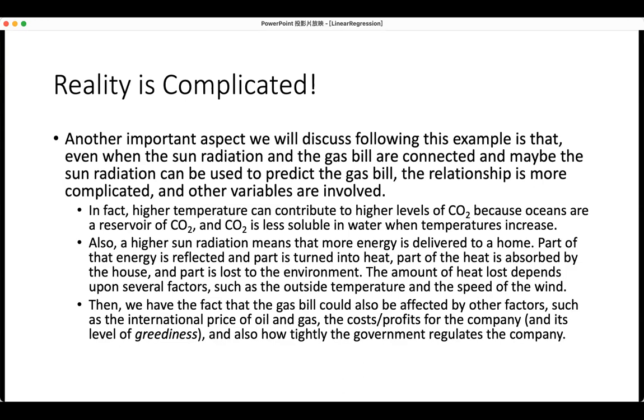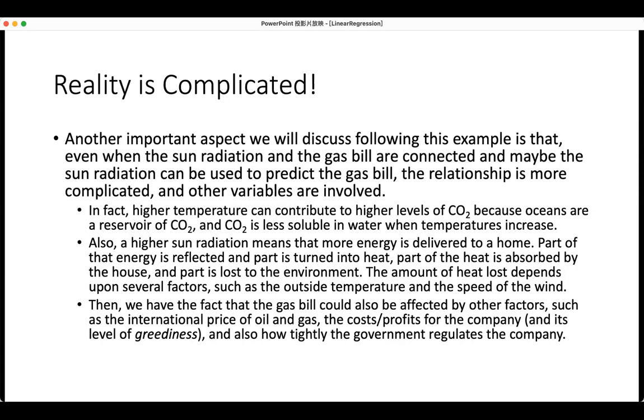And also, the gas bill could be affected by other factors, such as the international price of oil and gas. We know in Taiwan, we know about that very well, right? The international price of gas or oil obviously affects our electricity bills. I mean, in the US, that's the gas bill.